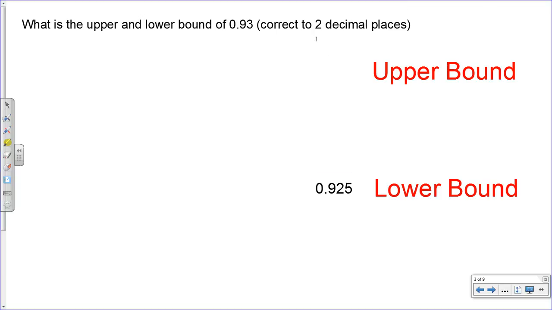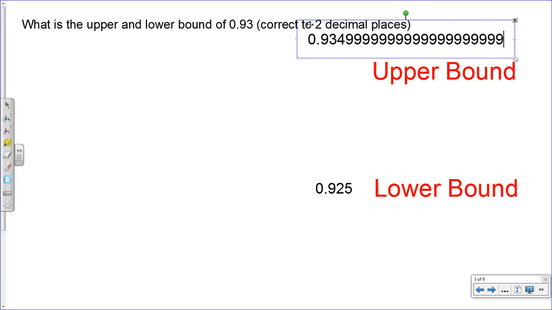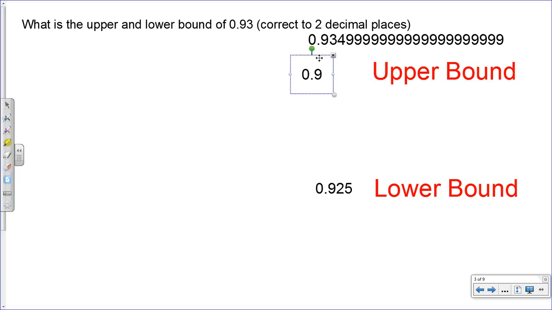Now the highest number would be 0.93499 recurring. Again, this is a bit of an issue. It's not something we really want to deal with, all these 9s. So you'd round that to 0.935. So that would be your upper bound, and that would be your lower bound.